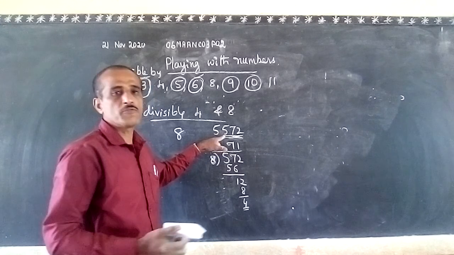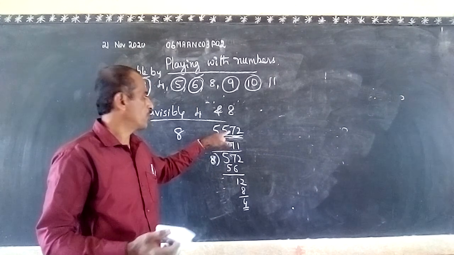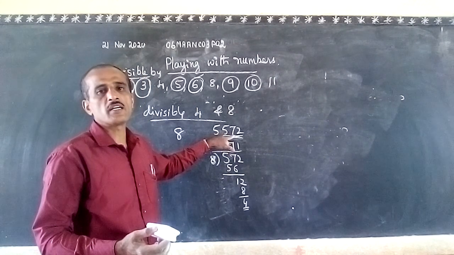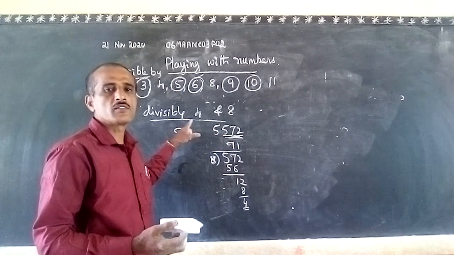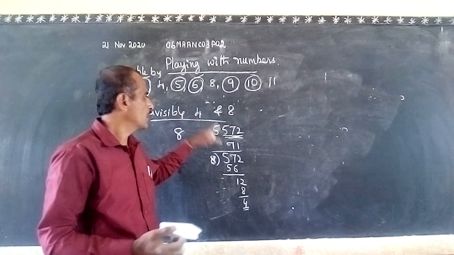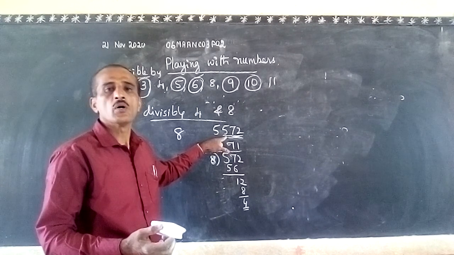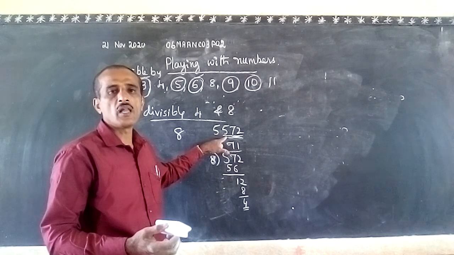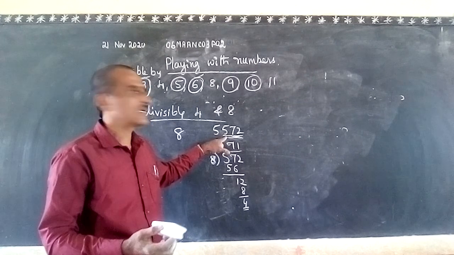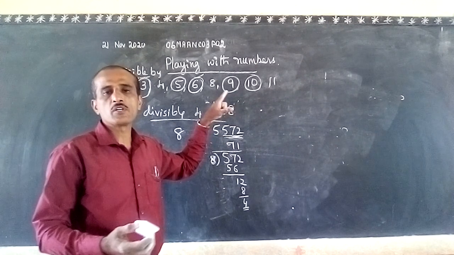Whether it is divisible by 4? Yes, it is divisible by 4. Why? Because the last 2 digits are divisible by 4, so the given number is also divisible by 4. For 8, not 2 digits, the last 3 digits you have to search. If the last 3 digits are divisible by 8, then such a number is also divisible by 8.